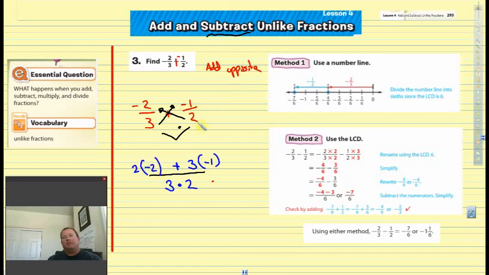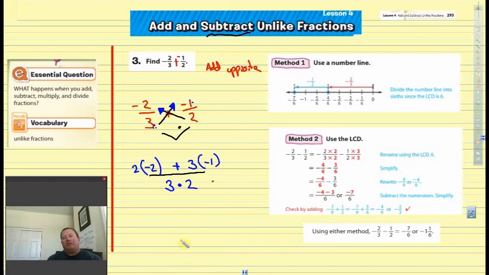So you make sure, we're going 2 times the negative 2, 3 times the negative 1, and 3 times 2. You list it all out. Notice that I put the 3 times the negative 1, I'm going that way, that's why I put an arrow here. 2 times the negative 2, I'm going this way, that's why I put an arrow there. And then at the bottom is just the denominator.